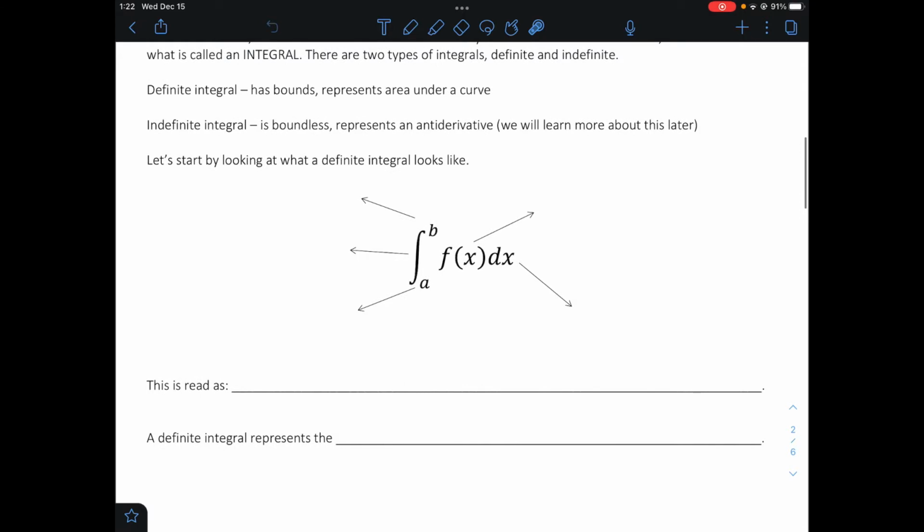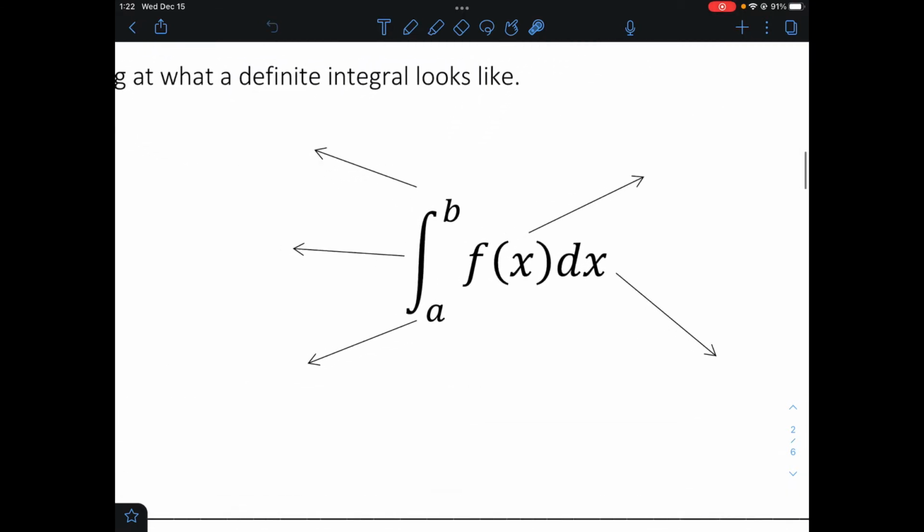We're going to start with a definite integral. All right, so here we have a definite integral. Let's start by talking about what all these things mean. This, which kind of looks like a little skinny s, is called an integral symbol. Just like you learned back in first grade that this means plus or addition, this means integration.